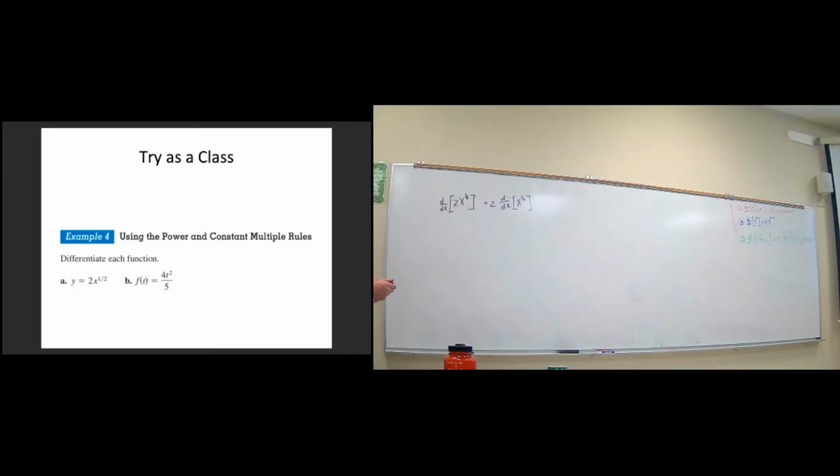And rule 1 tells us that here we can bring down that 1/2, multiply it by x to the 1/2 minus 1 power, right? Everybody cool with this?